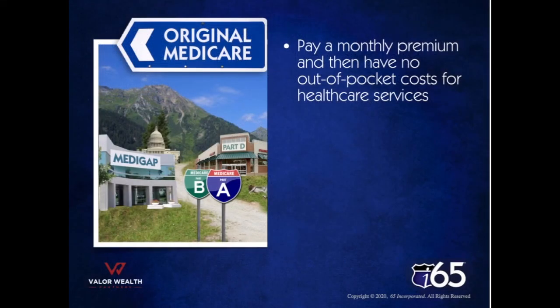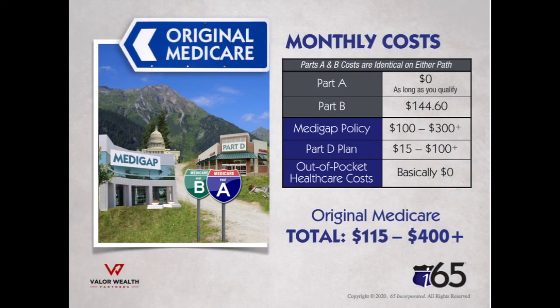So basically, on the path of original Medicare, you will pay a monthly premium for Medigap and Part D prescription drug plans, then have basically no out-of-pocket cost for healthcare services. Now let's take a closer look at the costs associated with the path of original Medicare. Part A is premium-free for those who have paid 40-plus quarters of Medicare taxes or their spouses. Everyone enrolled in Part B, regardless of path, pays the Part B premium.